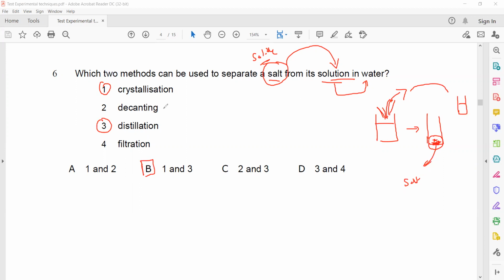Why can't decanting and filtration be used? Because we are obtaining salt from solution. Decanting and filtration are used for insoluble solids, not for salt from a solution.